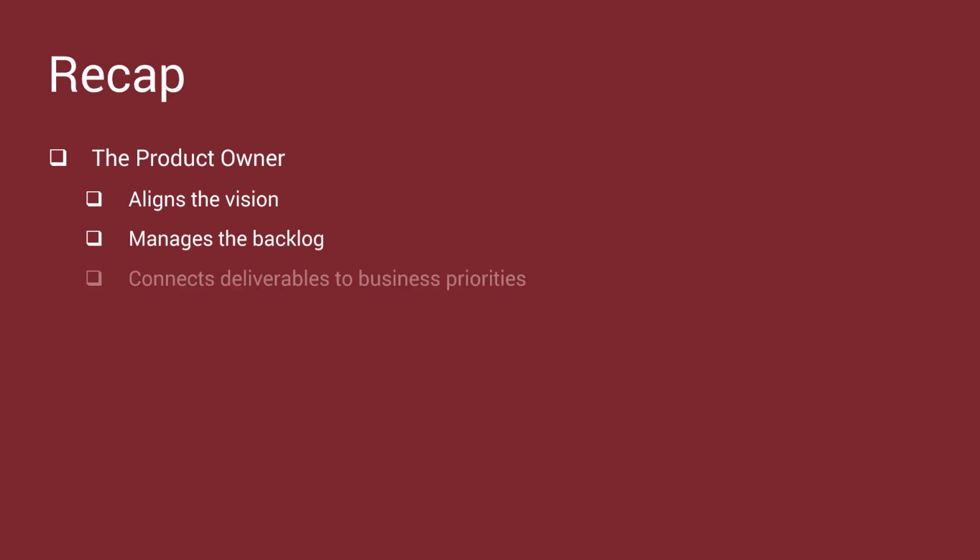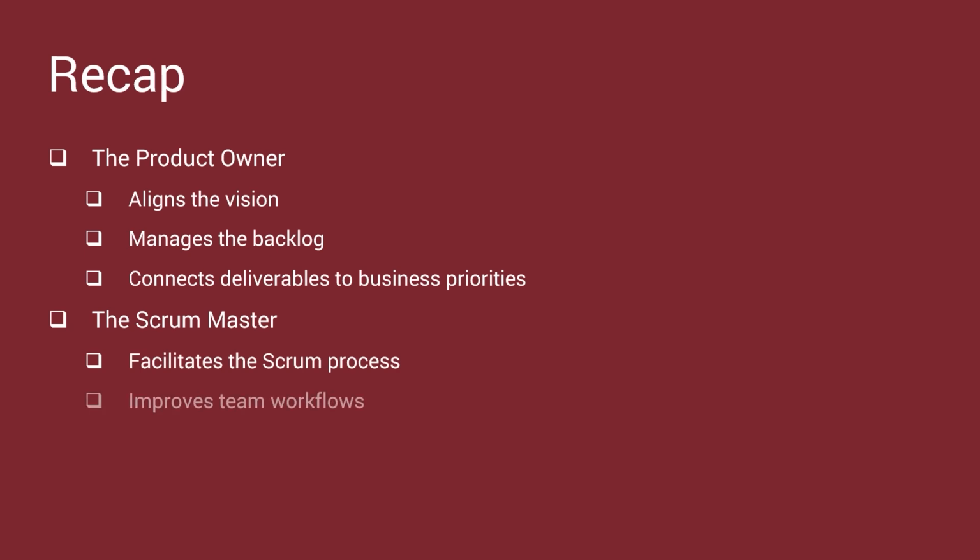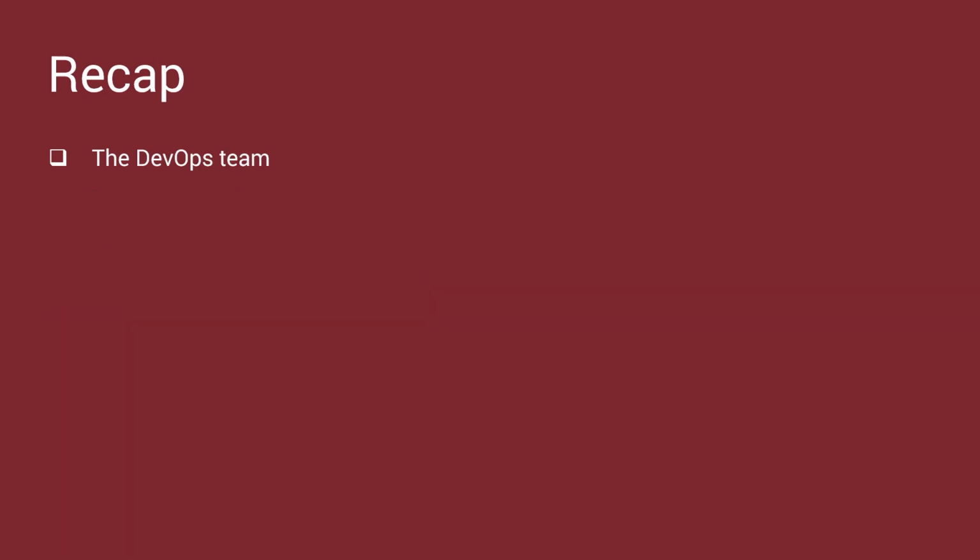In this video, you explored the key roles in a high-performing Scrum team. The product owner aligns the vision, manages the backlog, and connects deliverables to business priorities. The Scrum Master facilitates the Scrum process, improves team workflows, and removes obstacles. The DevOps team focuses on creating and delivering features efficiently.